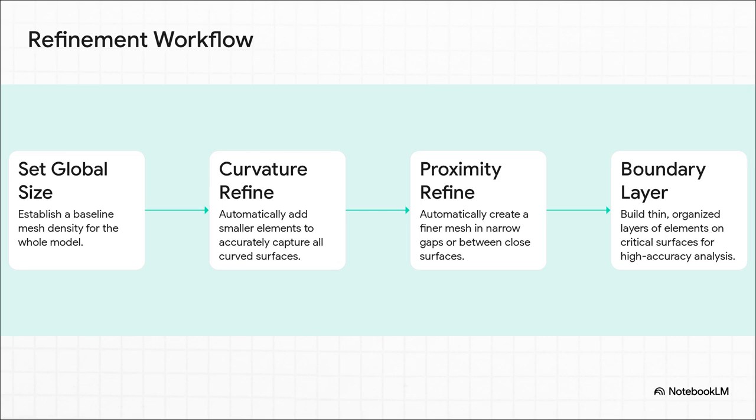So how does an engineer actually put all this together? Well, a pretty standard workflow is to just layer these controls on top of each other. You start by setting a global size to get a baseline mesh. Then, you tell the software to add a refinement to better capture all the curves. After that, you add another refinement to handle any narrow gaps. And finally, for something specialized like fluid dynamics, you might build these thin, highly organized boundary layers right on the surfaces that matter most. Each step makes the final mesh smarter and better.